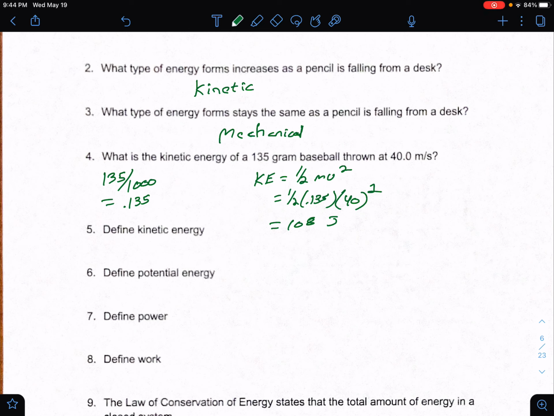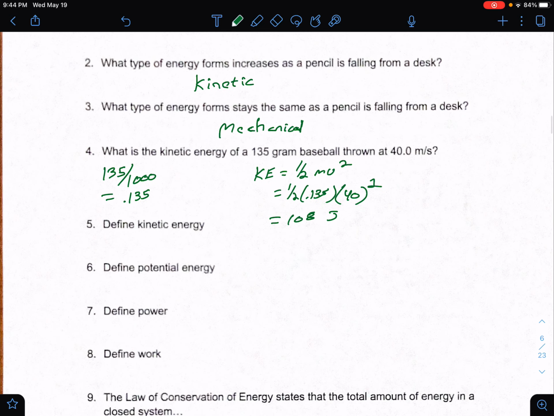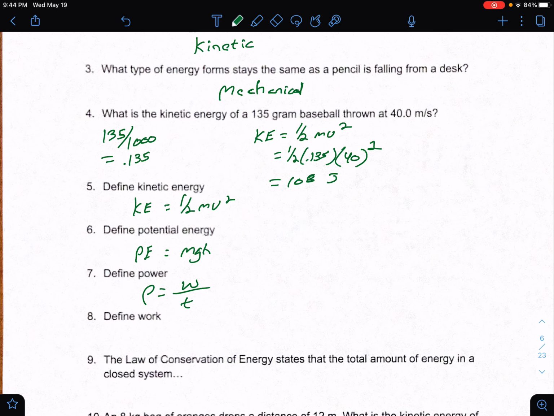Number 7, define power. Rate of work being done over time. So it deals with work and time. Your equation for that, I can just give you the equations. So I know KE equals 1/2 mv squared. Potential energy is PE equals mgh. Power equals work divided by time. And work is a force applied over a certain distance. So work equals force times distance.